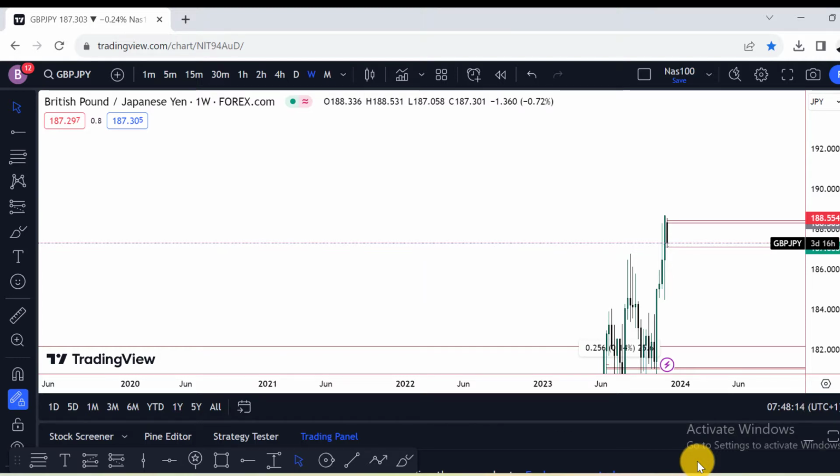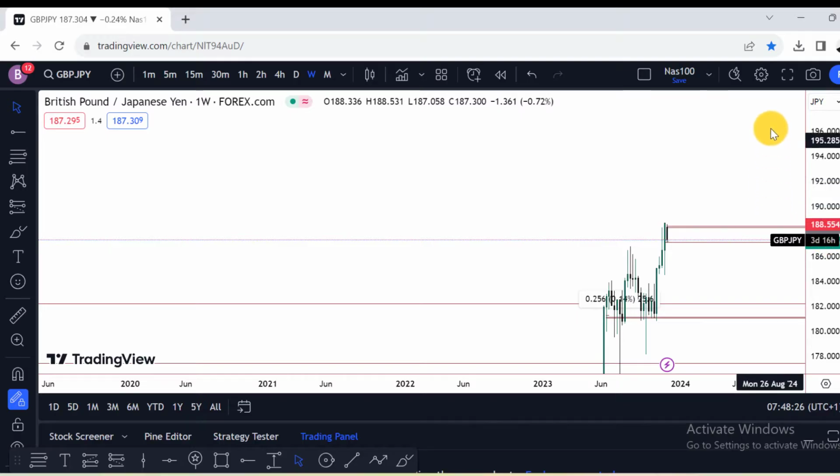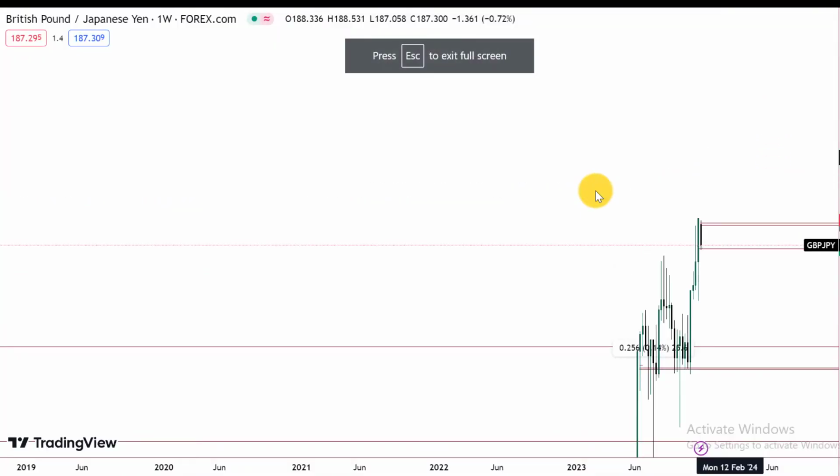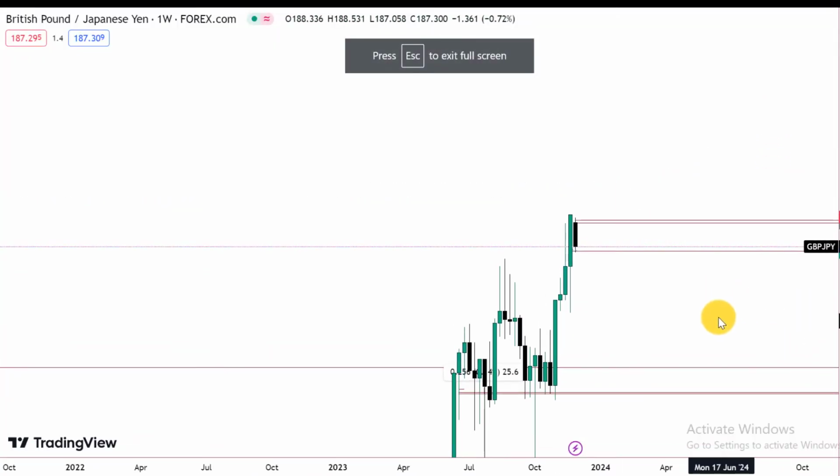You must have started to see that there has been a slow price action on the dollar and foreign currency. Because of that, it's always advisable to shift your focus from majors to trading cross currencies. So that's why I traded the GBPJPY.